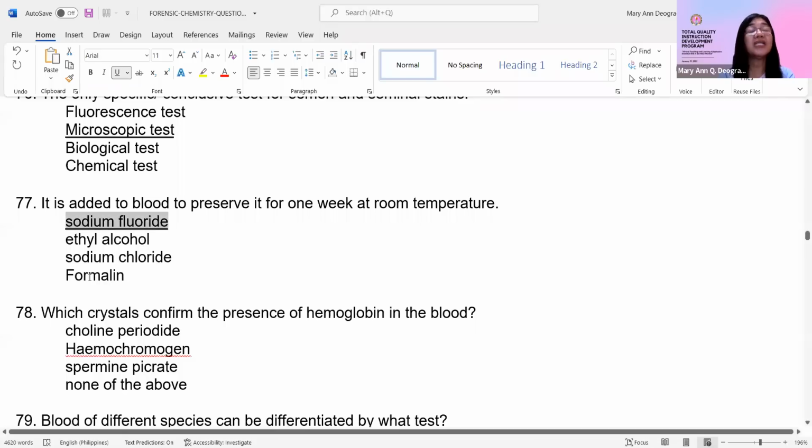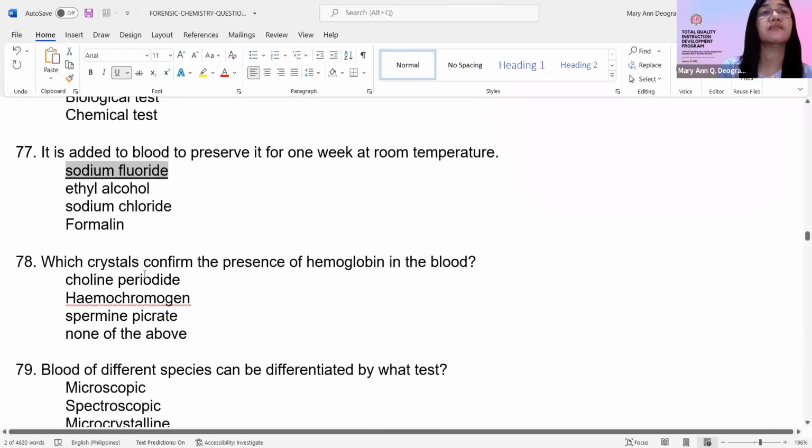Okay? Bakit hindi pwede ang formalin? Mag-i-interfere ang formalin sa test. Bakit hindi rin pwede ang ethyl alcohol? Mag-i-interfere yung mga yan. Bakit? These are organic substances. So mag-i-interfere sa test itong ethyl alcohol, formalin. Tapos ang sodium chloride is just used to reactivate. Kung stain yun, i-activate niya lang yung cell. Pero hindi niya mapapreserve yung blood for 1 week.